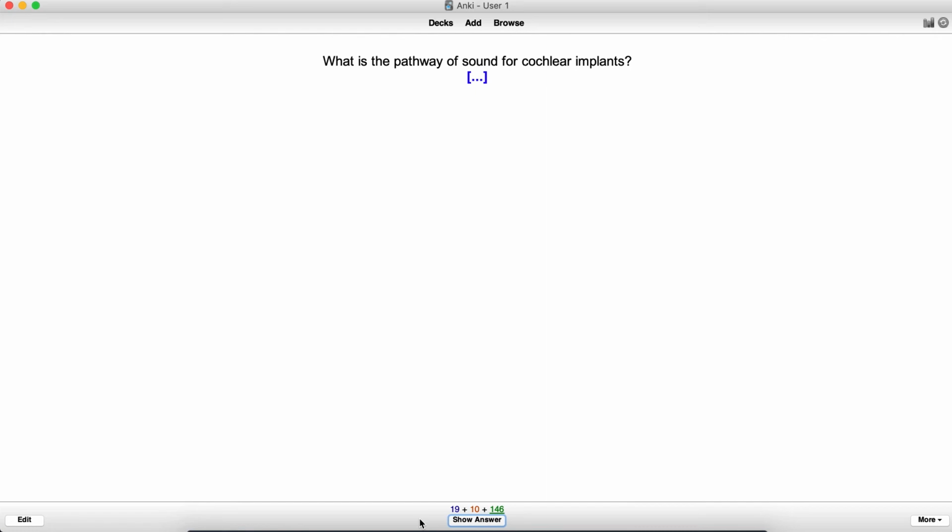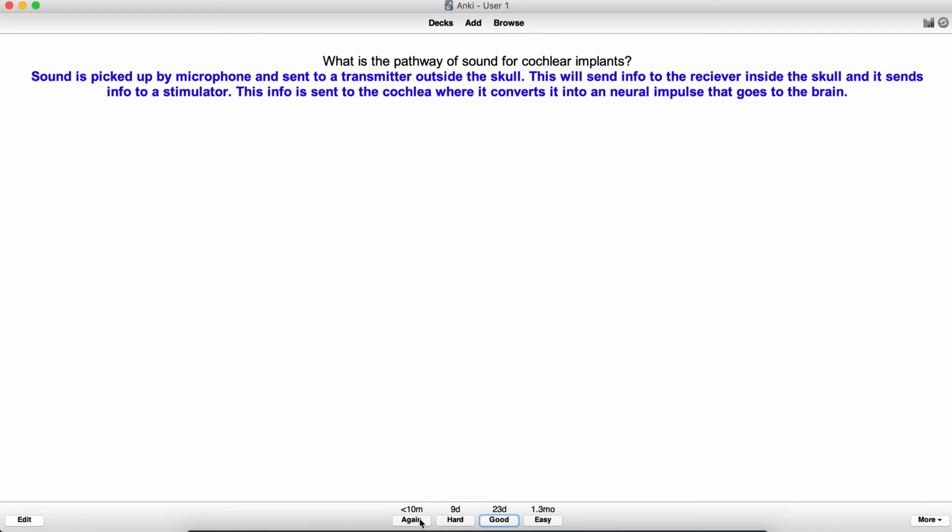What is the pathway of sound for cochlear implants? You go from the microphone, transmitter, receiver, stimulator. Basically the info gets sent to the cochlea where it converts it into a neural impulse and goes into the brain.